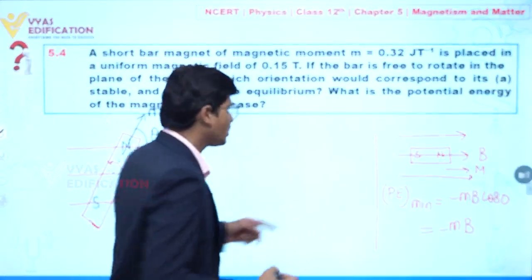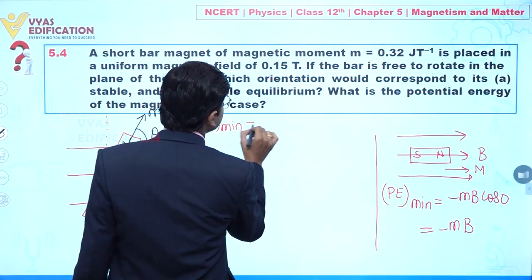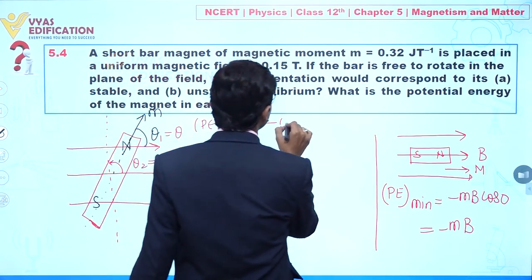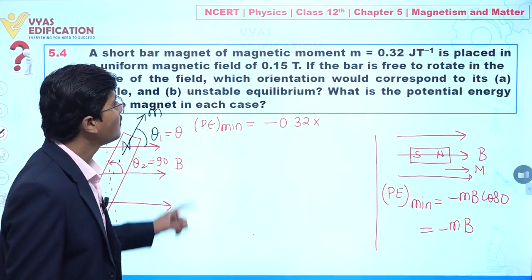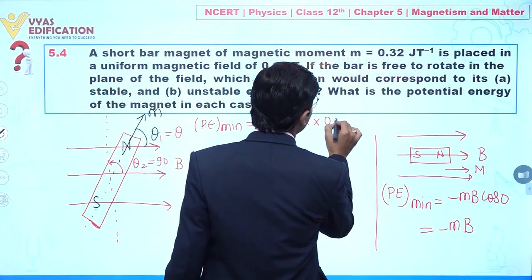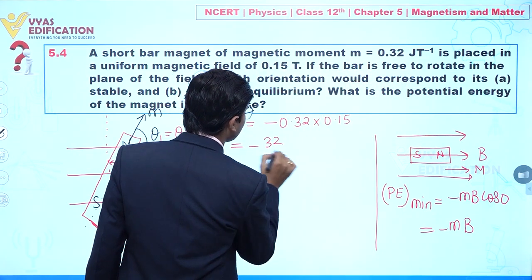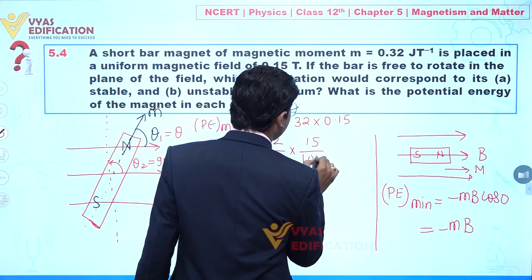Now concentrate. If I write here all the values, the potential energy minimum is given by minus m, where m is given to you as 0.32, multiplied with b. B is the magnetic field, and the magnetic field value we have is 0.15. From here we can write this as 32 by 100 multiplied with 15 divided by 100.